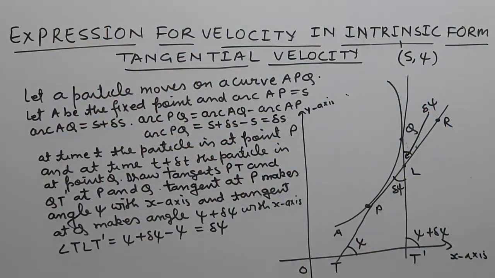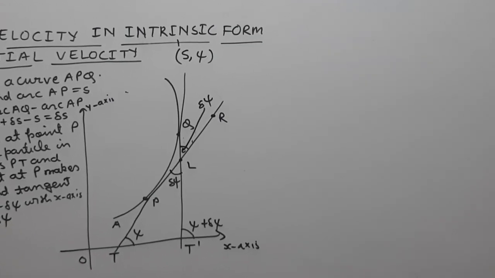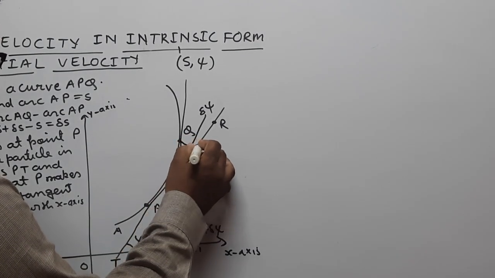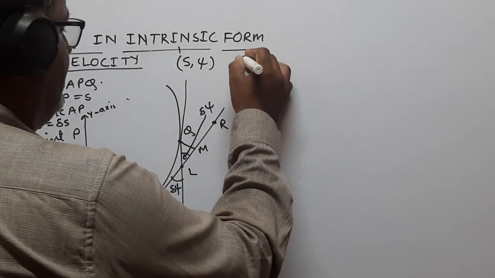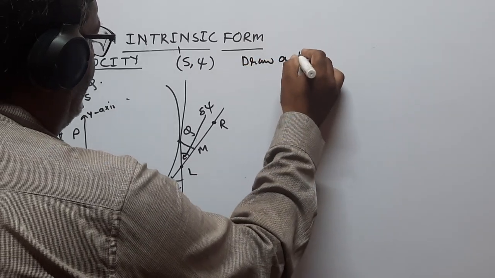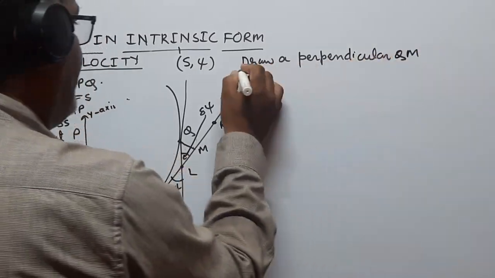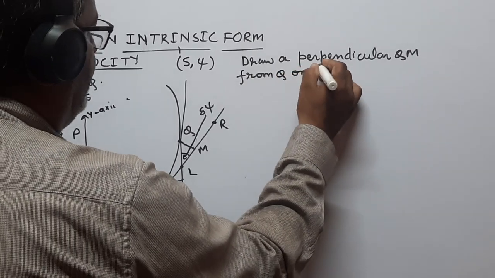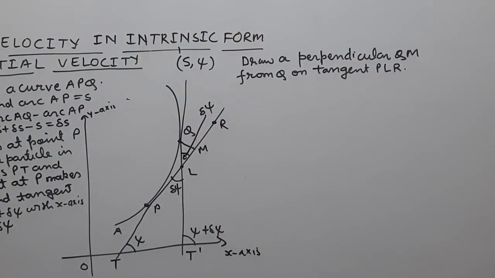Now we draw a perpendicular QM from point Q on the tangent PLR. You can see we draw a perpendicular from Q on the tangent PLR.